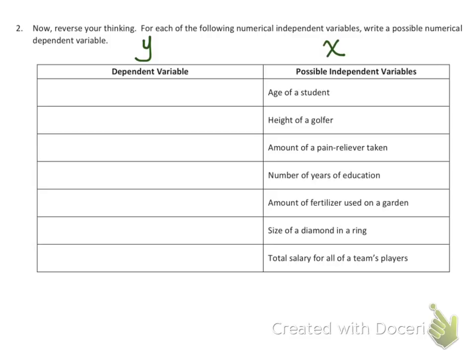So if we know the age of a student, what could we predict based on the age of a student? Well, we could say maybe their height. We could predict their height. Age of a student, we could predict their reading score. The older they are, probably the higher their reading score. Okay, so those are a couple things, but you've probably thought of a lot more.